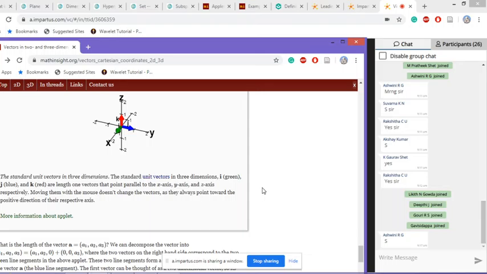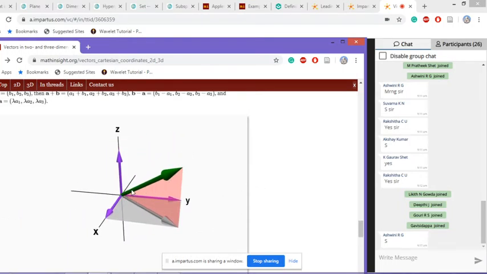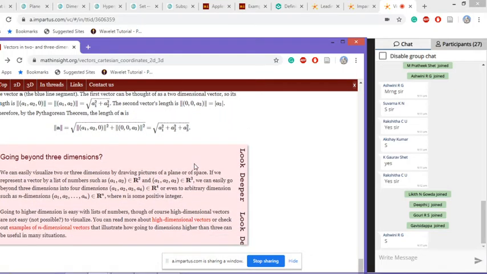Even with the three-dimensional space, you can find the vector. For example, this green line is a vector. In this three-dimensional space, we want to find the magnitude or length of this vector. We can do it with the same formula.